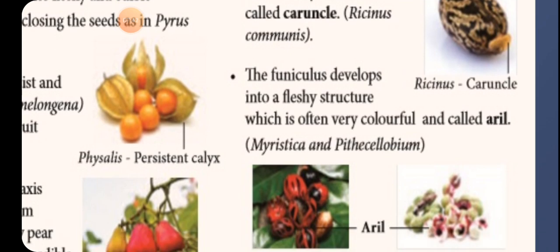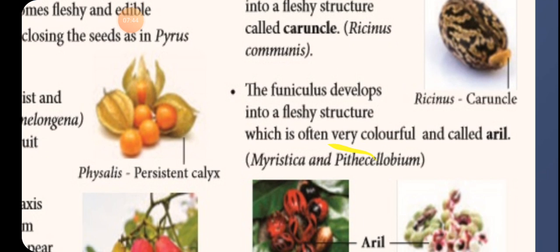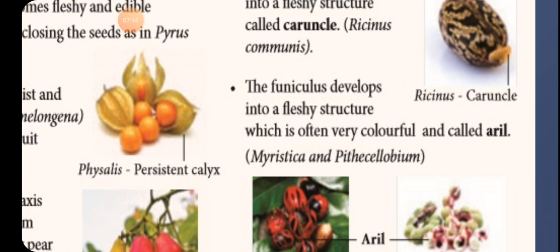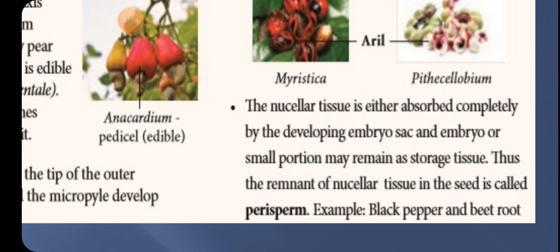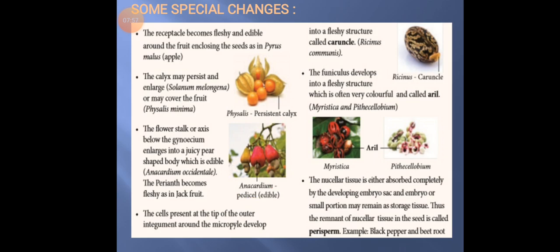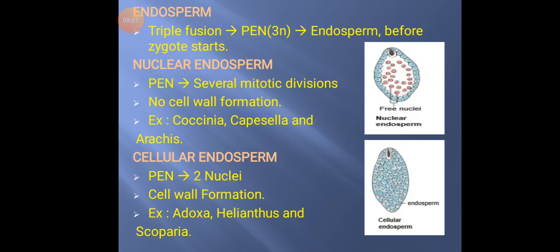Then the funicle; for each and every one, the diagram picture is also given. The funicle develops into a fleshy structure which is often very colorful and called the aril. See the aril. Like this, some different exception cases also happen in the post-fertilization changes. Now we have to study the endosperm.